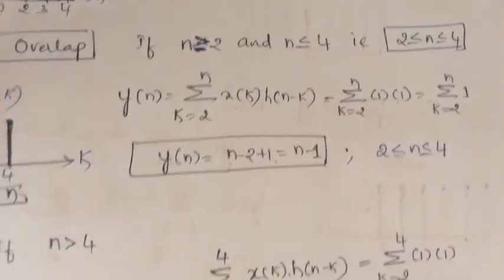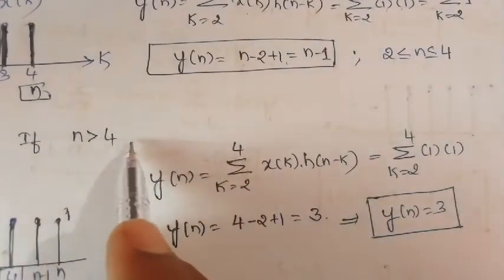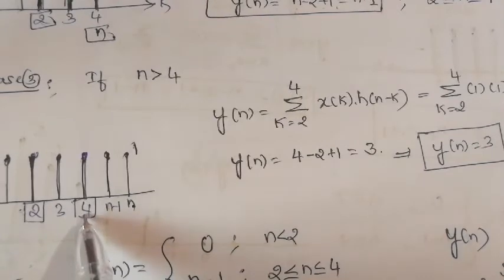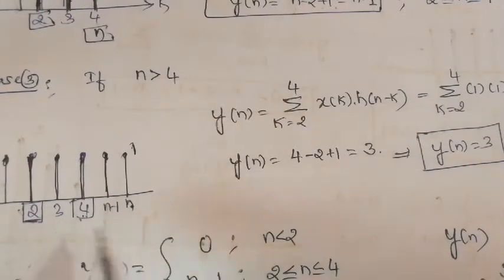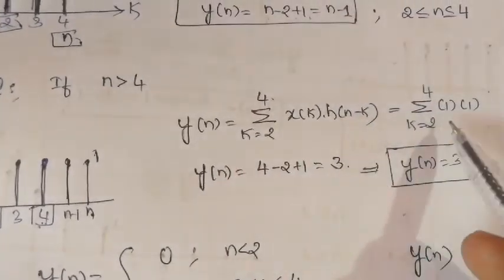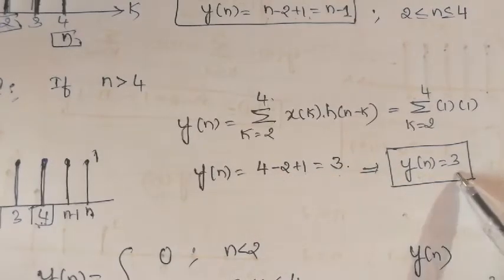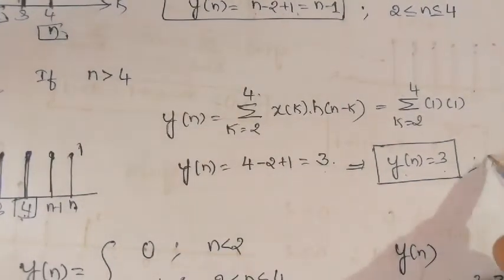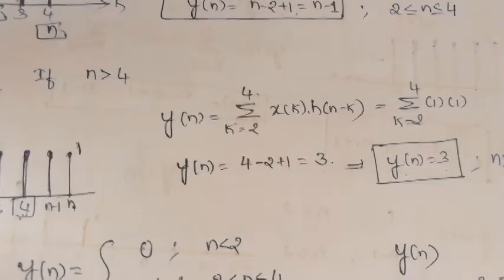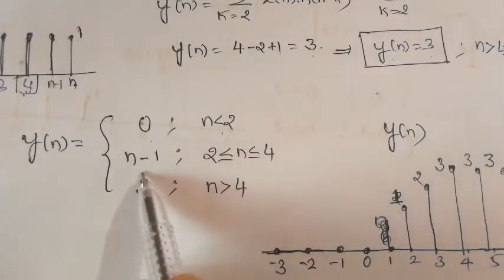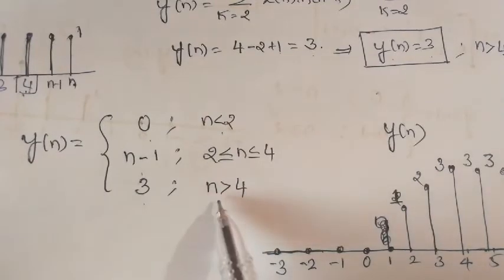Next overlap case, if n is greater than 4, take anywhere, but the condition should be that it lies outside 4, greater than 4. If you place it anywhere after 4, then the overlap is from 2 to 4. Upper limit minus lower limit plus 1, 4 minus 2 is 2, plus 1, it is 3. Hence y of n equal to 3 for n greater than 4. In concise form we can write y of n equal to 0 for n less than 2, n minus 1 for 2 to 4, and 3 for n greater than 4.